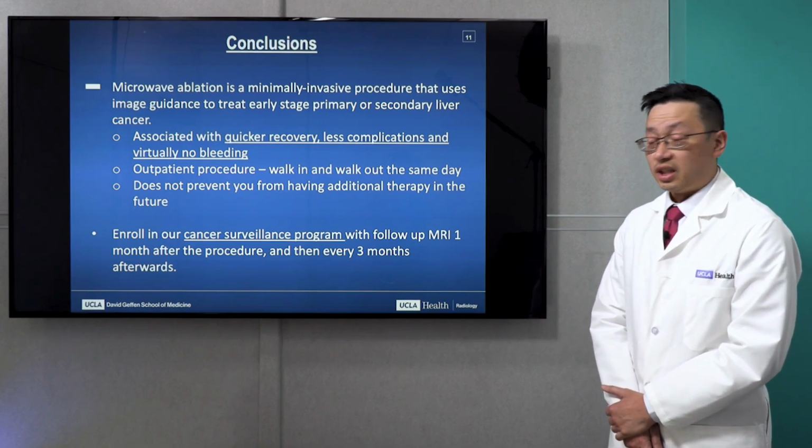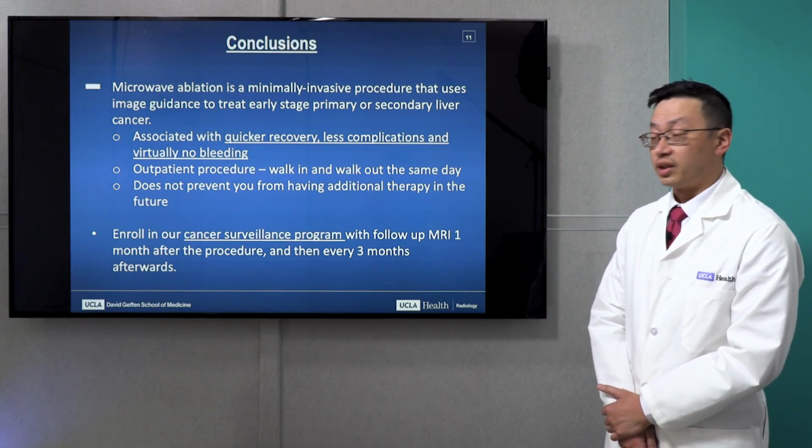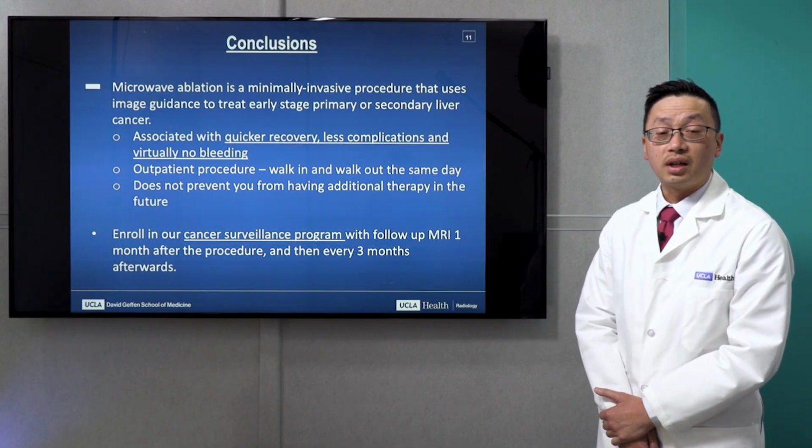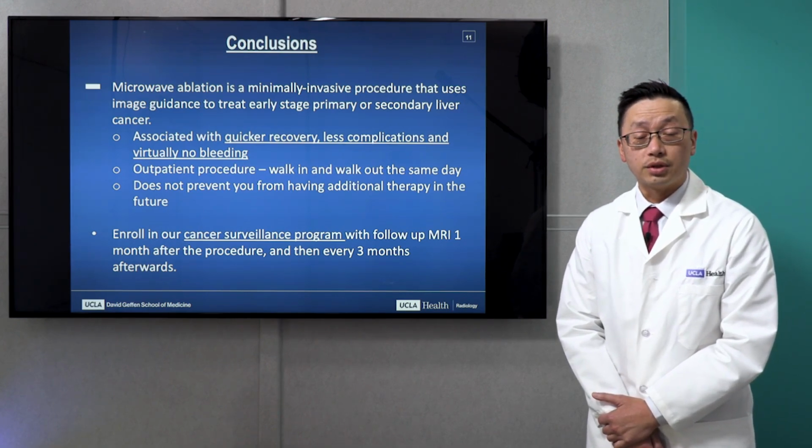By getting an ablation here at UCLA, you will also enroll in our cancer surveillance program with follow-up MRI 1 month after the procedure and every 3 months after that for up to 2 years.